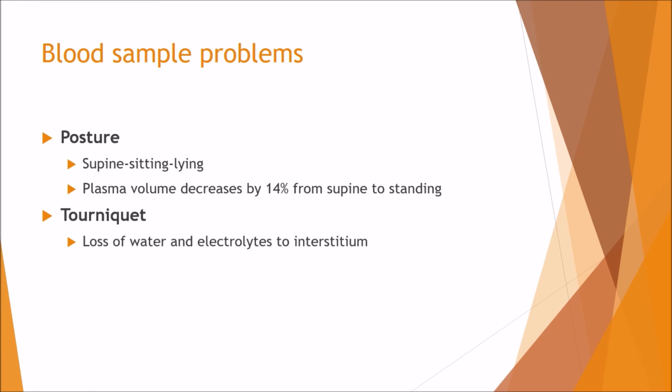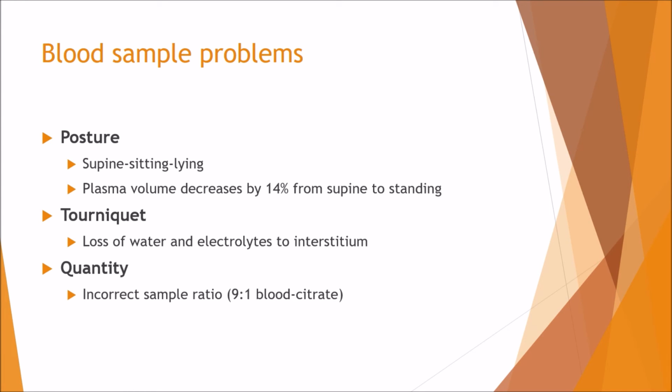So tourniquet. So tourniquet is the band that goes around the patient's arm, and what this does, it prevents blood flow down the arm, so it causes the veins to bulge out, so it's easier to get the needle in to get a blood sample. And this can cause a loss of water or electrolytes to the interstitium, so again, it can give you false negative results if it's not done carefully.